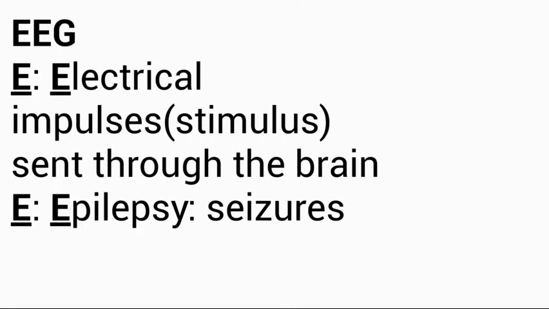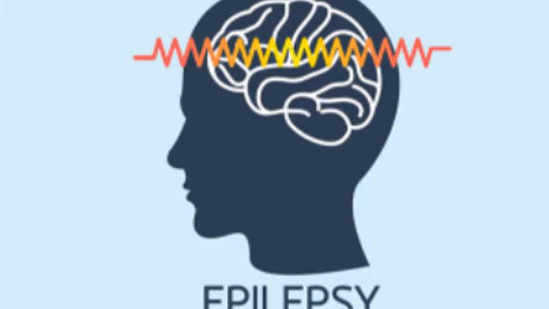A way we can remember what an EEG does is look at the first E. When we see that, we want to think electrical impulses. This is in reference to the idea that an EEG reads the electrical impulses of the brain. Similarly, when we see the second E, we want to remember epilepsy. Epilepsy equals seizures, and an EEG detects them.